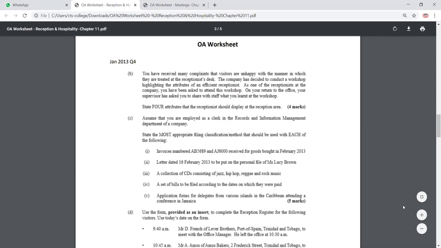All right. Next one, we have a letter dated on the 16th of Feb. It is to be put in a specific file for a person called Lucy Brown.